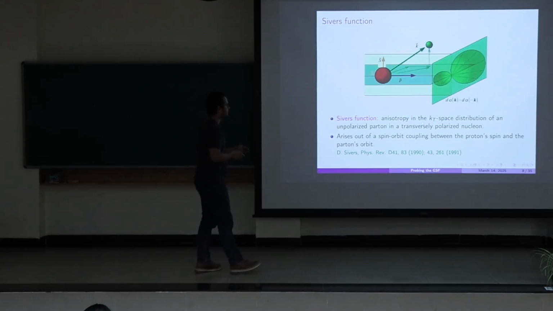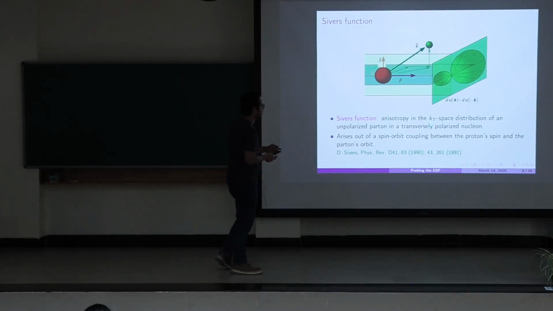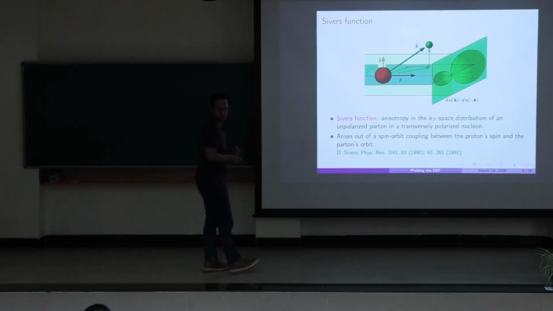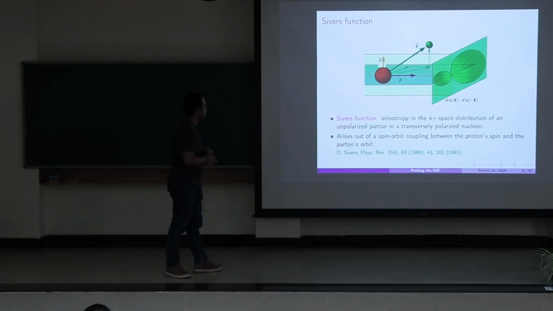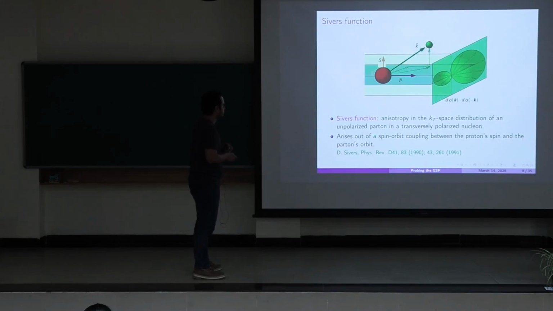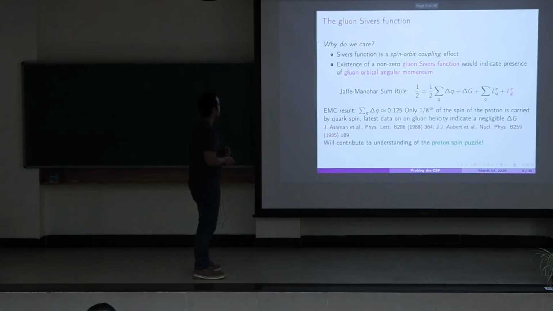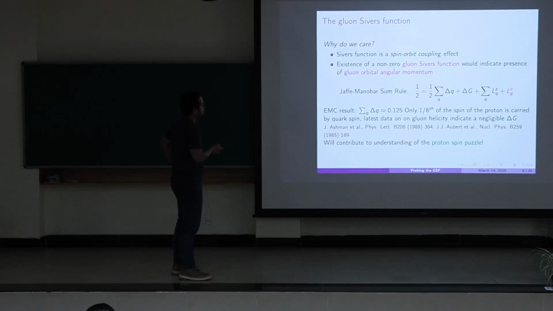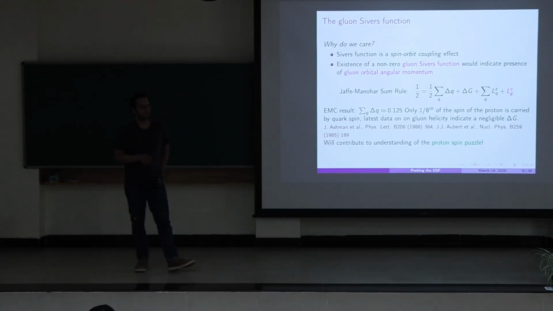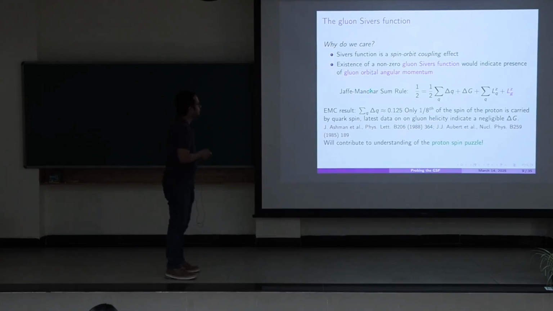It describes the anisotropy in the kT space distribution of an unpolarized proton inside a transversely polarized nucleon. And it's basically due to a spin-orbit coupling effect. And the reason we care about the gluon Sivers function specifically is because, again, it's a spin-orbit coupling effect, which means that it has some information about the orbital angular momentum of the gluons inside the proton.